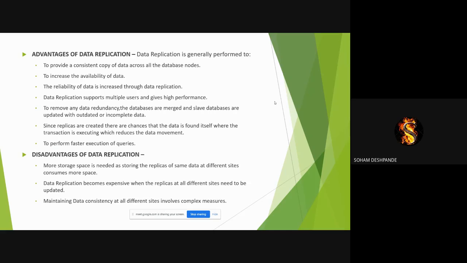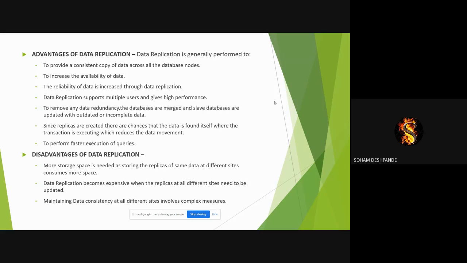Advantages of data replication. Data replication is generally performed to provide a consistent copy of data across all the database nodes. To increase the availability of data, the reliability of data is increased through data replication. Data replication supports multiple users and gives high performance.